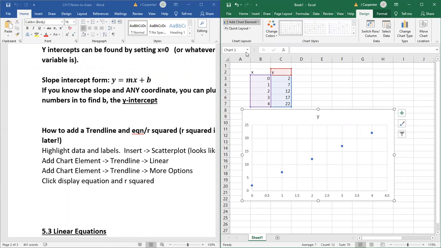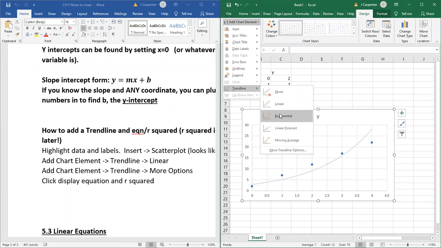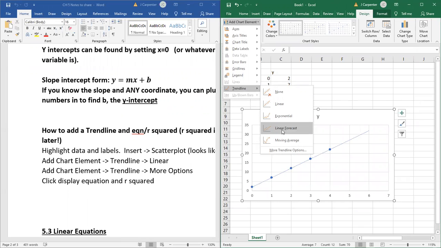So add chart element, trend line, and then there's a few options, and I'll even show you how they look. So look at the graph as I'm doing this, and I'm sorry that I'm covering up part of it, but I can't help that. Linear forecast is the same as linear, except it kind of extends it out further. There's no reason that we ever use that in this class.